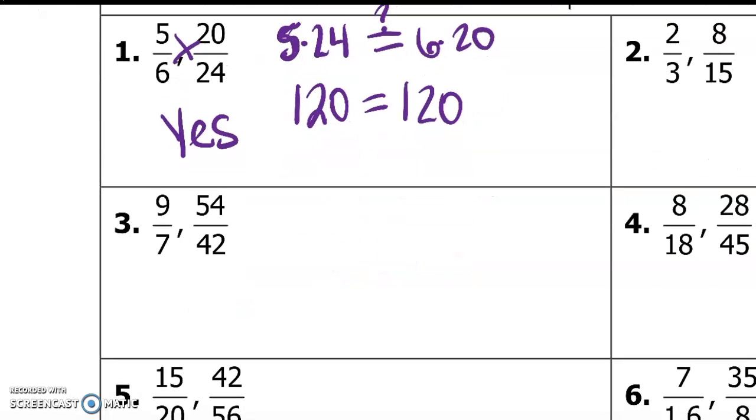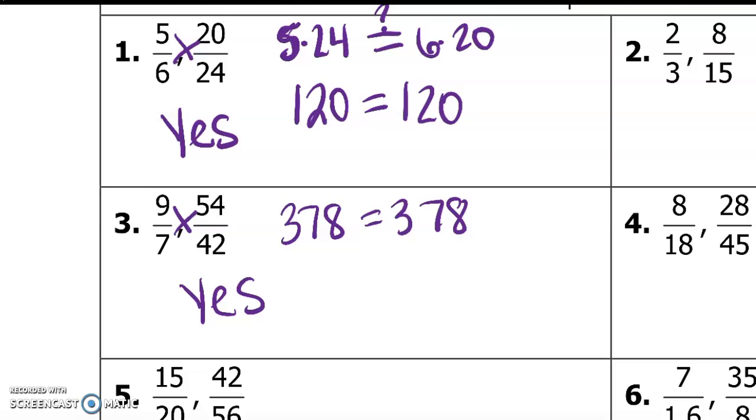All right, so this one I'm not going to write out. I'm just going to do 9 times 42 is 378. And then 7 times 54 is also 378. So that's another yes. All right, so you need to multiply two that are diagonal from each other and then multiply the other two that you haven't used yet. And then that is your two numbers. If they're equal, then yes, it's a proportion. If they're not equal, then no.